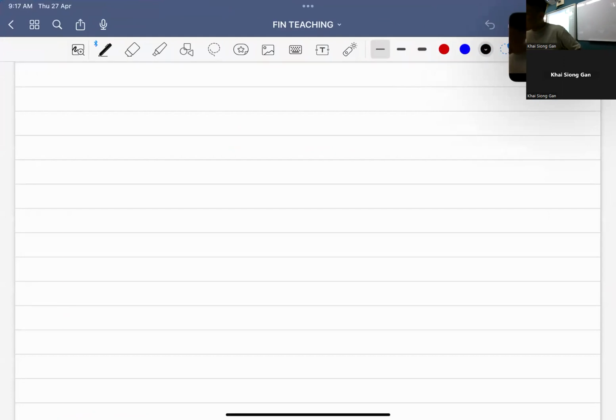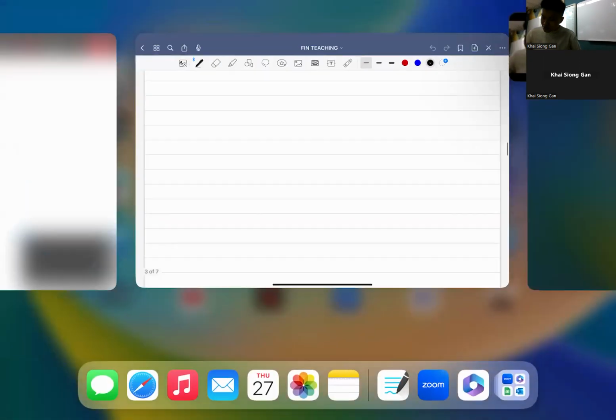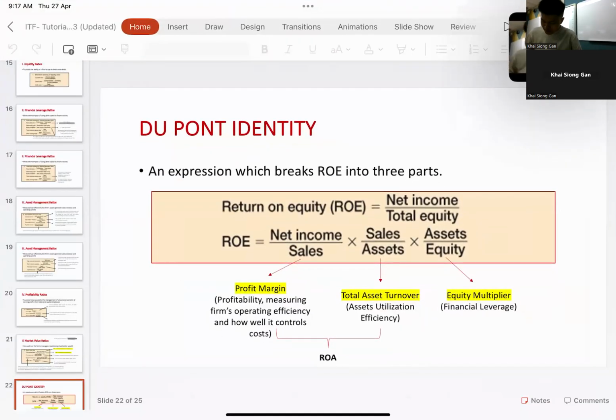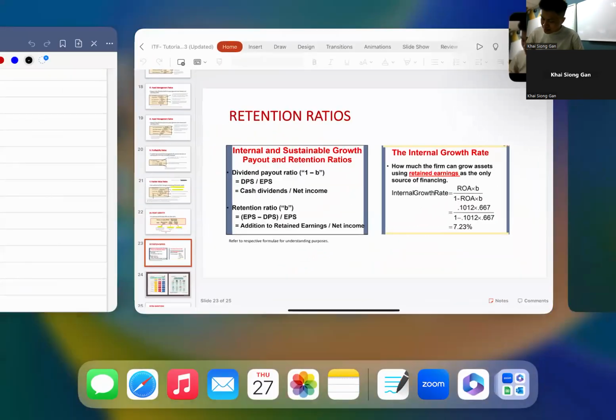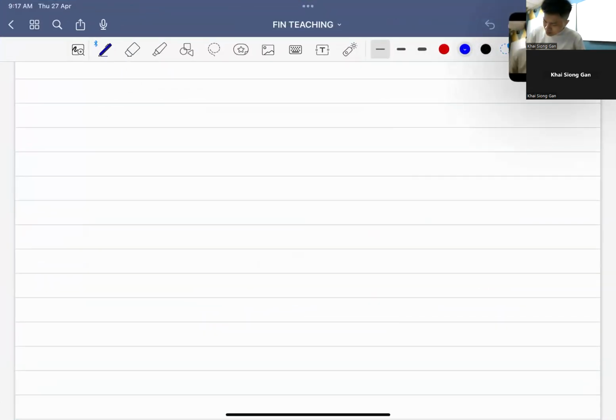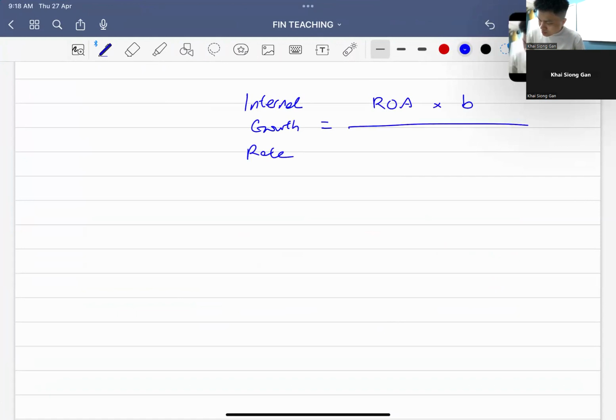If the company has a 9% ROA and a 12% payout ratio, what is the internal growth rate? What's the formula for internal growth rate again? If you refer back to the formulas in the slides, that is the formula on the right hand side. So I can write: internal growth rate equals ROA times b, as a proportion of 1 minus ROA times b.